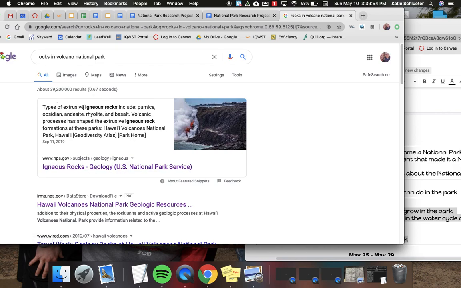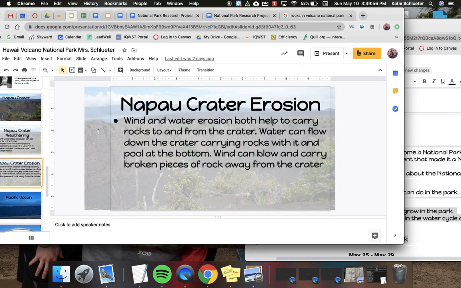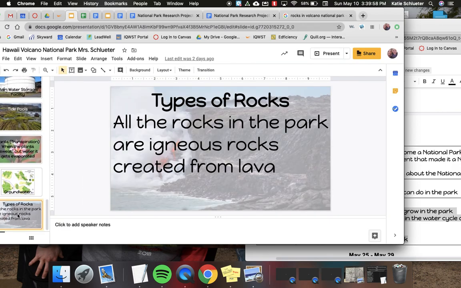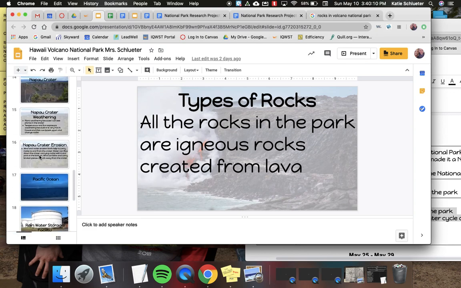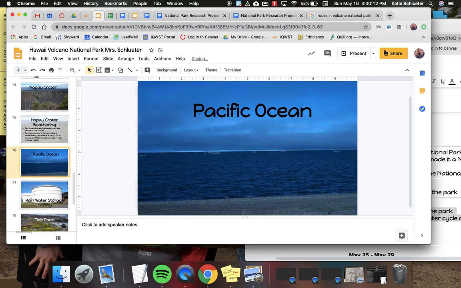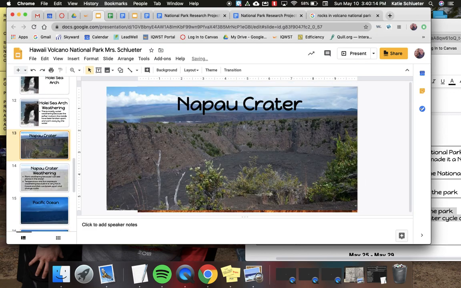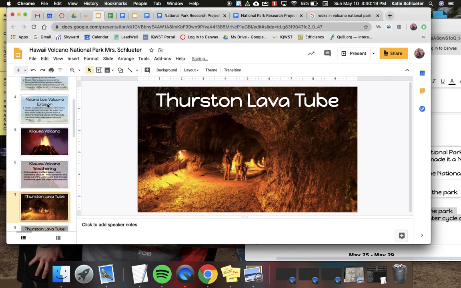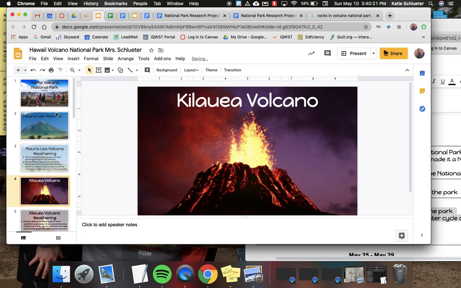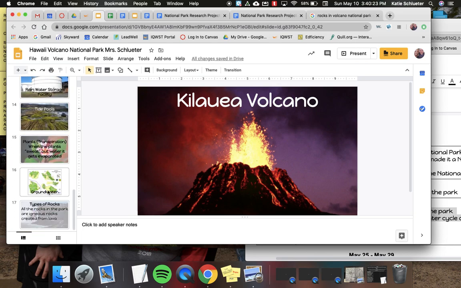So I am going to make a new slide on my slide, and I'm going to put types of rocks, and I'm just going to write all the rocks in the park are igneous rocks. It's really important. Right now we should have 22, I'm sorry, you aren't going to have as many as I do in here. You should have 17 slides.